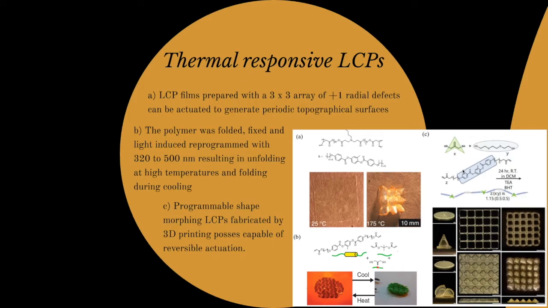so A, B, C, you have three pictures here. Picture A is a three-by-three array with plus one radial defects that can be actuated to generate periodical topographical structures. The polymer was folded, fixed, and lit in this program with this wavelength, resulting in unfolding at high temperature and folding during cooling, and then programmable shape morphing by the 3D printing process.